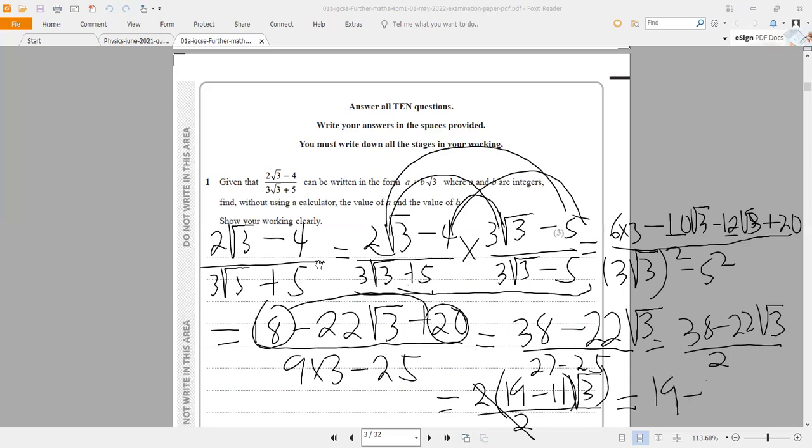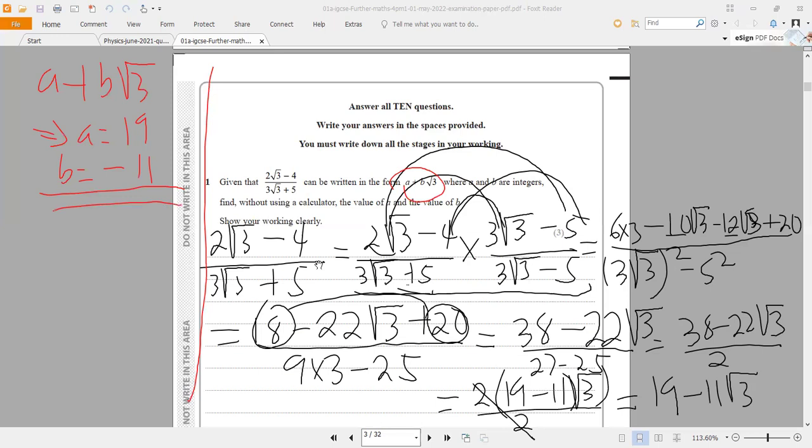We finally have this. Now comparing this to what we have here, which is a plus b root 3, it implies that a equals 19 and b equals minus 11. Good. So we are done with this. Then now we'll move on to the next question.